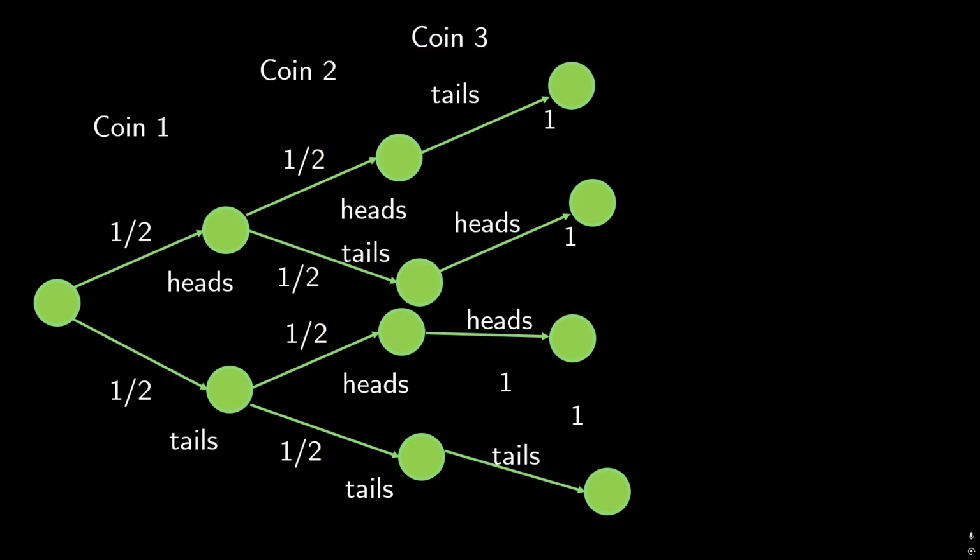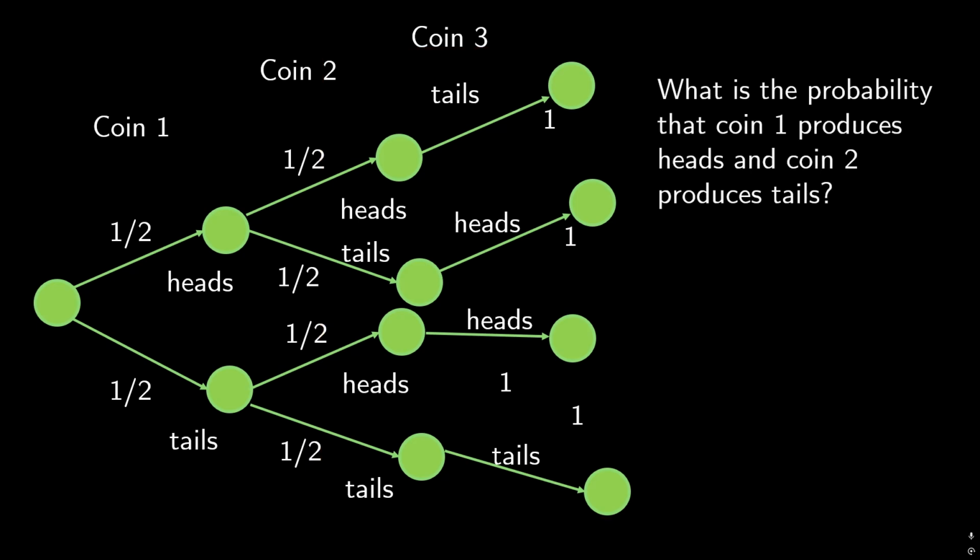Okay, so we might want to ask something again, like what is the probability that coin 1 produces heads and coin 2 produces tails? You can try this for yourself. You can walk through the tree. That happens to be half times half, which is 1/4. You could also ask something like, what is the probability that coin 1 produces heads and coin 3 produces tails? Well, that happens to be these two things, and if you walk the tree, this happens with probability half times 1, which is 1/4.